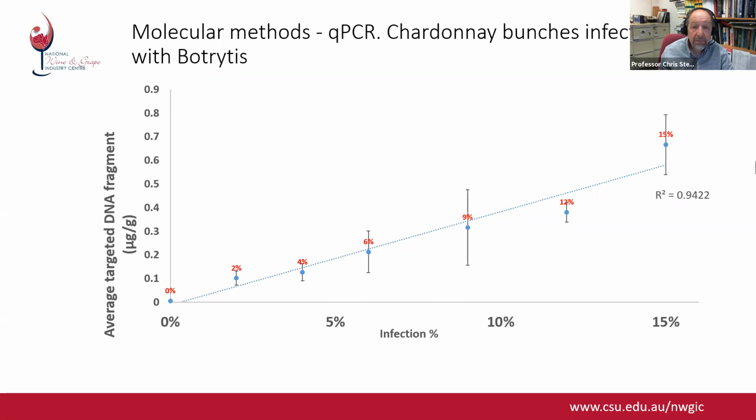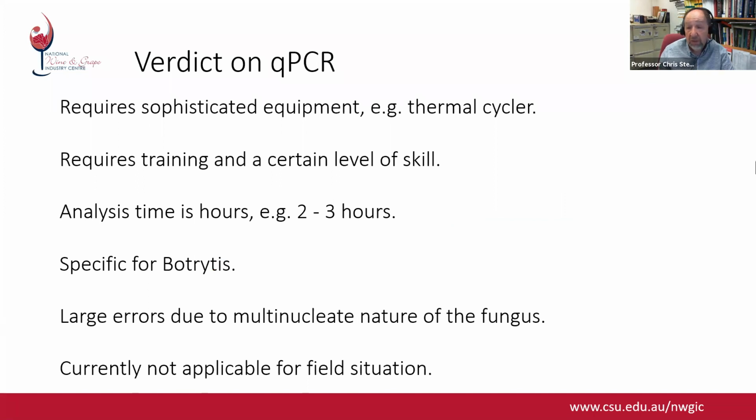And this is due to the multinucleate nature of botrytis. And so my opinion of this is that perhaps for botrytis, qPCR is not of great accuracy if we really want a quantitative method. We do need a level of training or skill set in the person who's going to be operating this. So that's a disadvantage. You require some sophisticated equipment, not as expensive as a GC mass spec maybe, but you do need some equipment. Very specific for botrytis, but not perhaps as quantitative as we would like due to this multinucleate nature of the fungus.